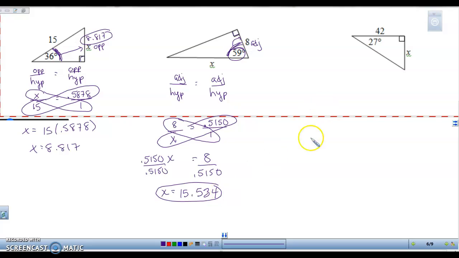Okay, let's look at this third one. Here is my acute angle, and I have two sides, the 42 and the x. Where are they in relation to the 27 degrees? Well, the x over here is opposite, and the 42 is adjacent. This one is across from it, this one is next to it. So we are going to use the ratio opposite over adjacent.